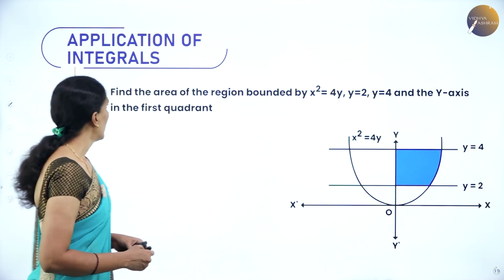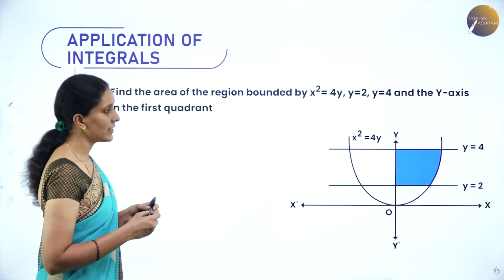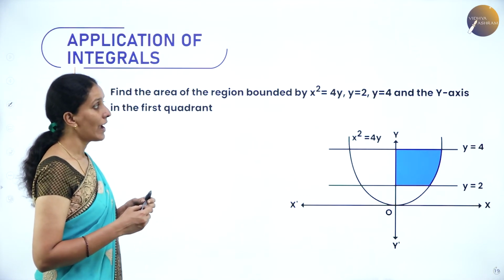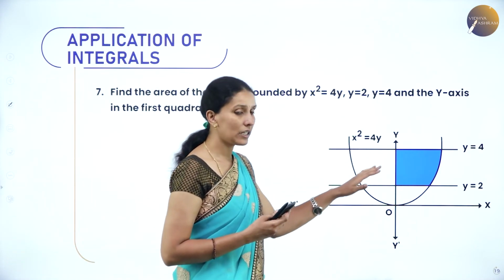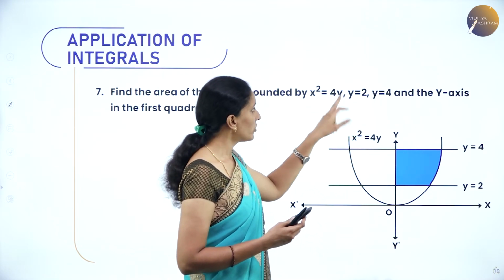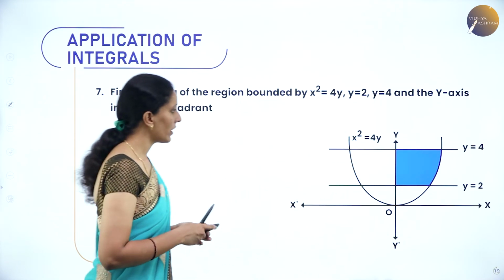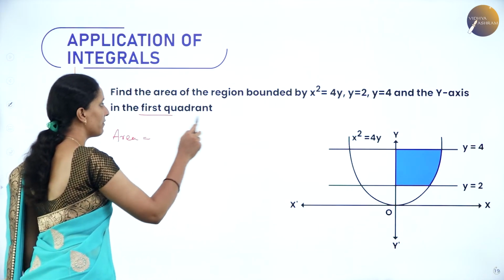Next is, find the area of the region bounded by x square is equal to 4y, y is equal to 2, y is equal to 4 and the y-axis in the first quadrant. So all the variables are expressed in terms of y. We have the limits for y, we have functions with respect to y here. So therefore we can find the area, and clearly they have mentioned the area must be in the first quadrant.